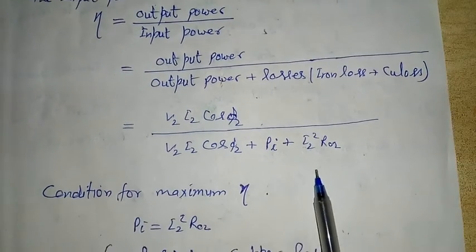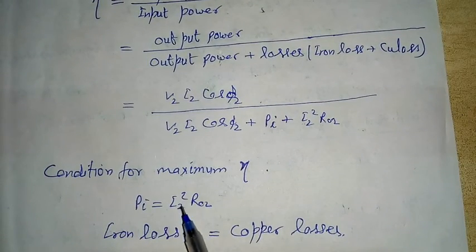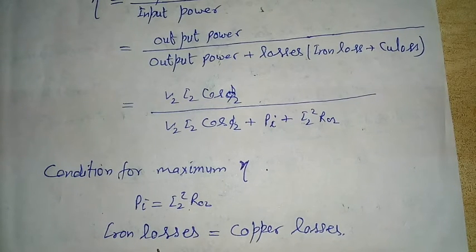Pi is the iron loss, and I2 square RO2 is the copper loss. For maximum efficiency, Pi is equal to I2 square RO2. Pi, the iron loss, is equal to I2 square RO2, the copper loss. So for the maximum efficiency, the iron loss is equal to the copper loss.